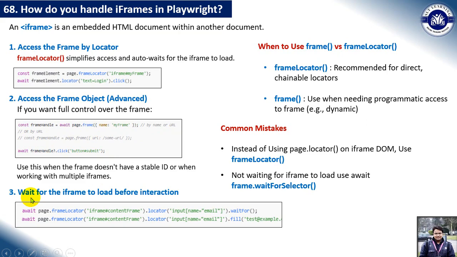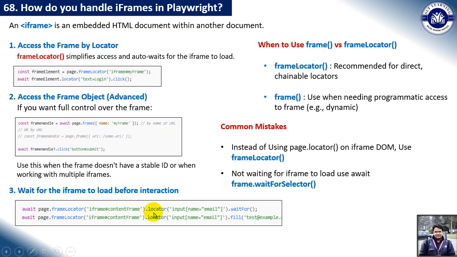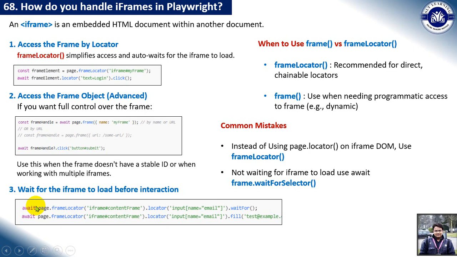Wait for the iframe to load before interaction. So this is the way: page dot frame locator, then iframe dot locator with the iframe name, and then wait for. Once the wait for is done, then perform the fill, like fill on the text box, like name input. You always need to work in sync when working with the iframe. You need to wait for the iframe to be loaded successfully, then perform the actions, click or anything else you want to do.